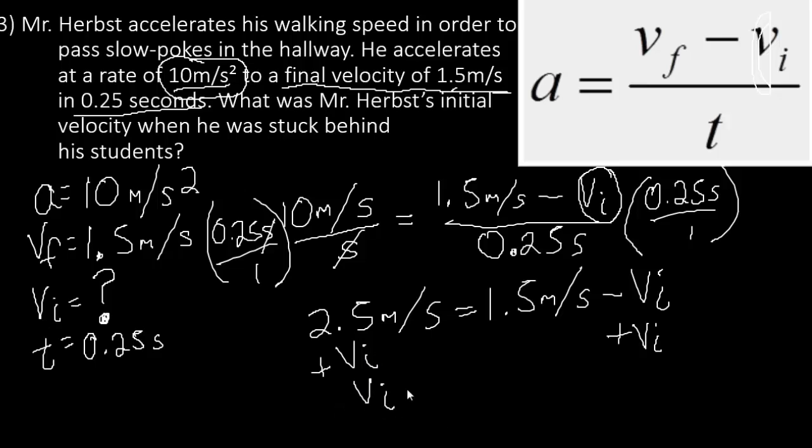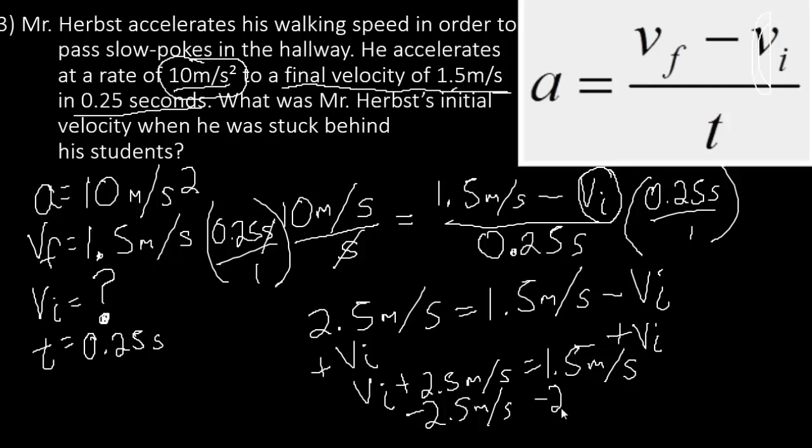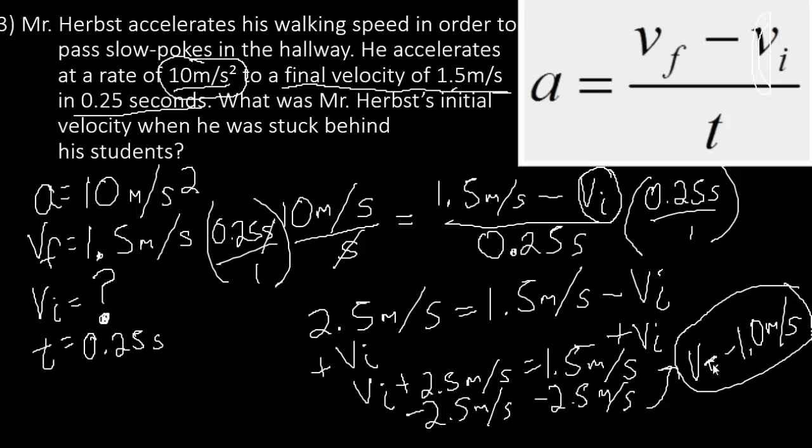So after we do that, we'll be left with VI plus 2.5 meters per second is equal to 1.5 meters per second. Then what we can do is simply subtract 2.5 meters per second on each side. And if you go ahead and solve this out, VI is equal to negative 1.0 meters per second. And that's how we would show proper work for that.